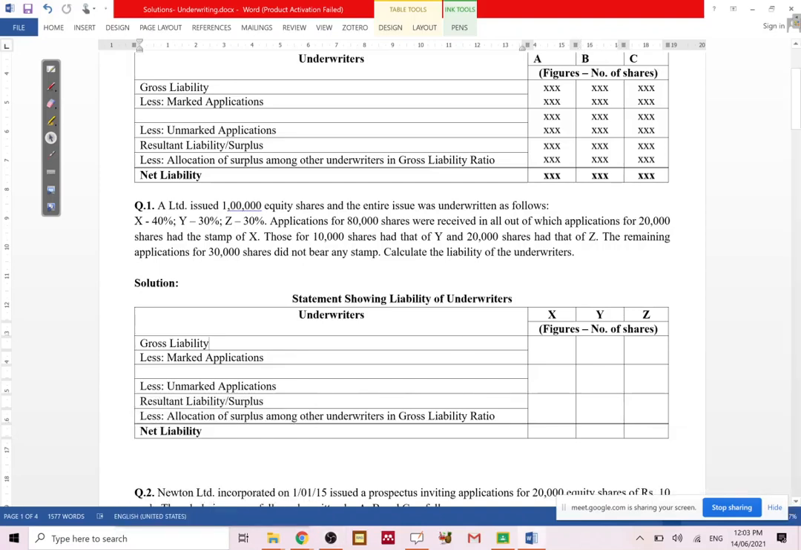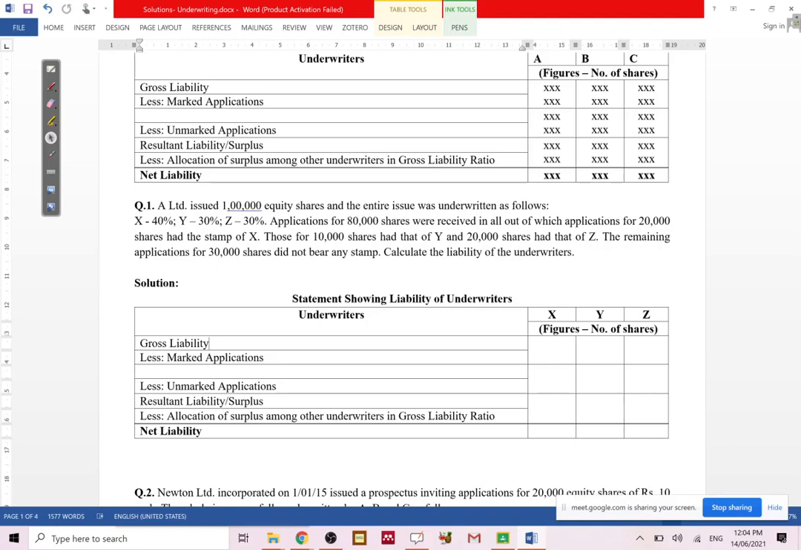In problem 1, you are told that A Limited, a company, has issued 1 lakh equity shares to the public. The entire issue was underwritten, which means that 3 underwriters X, Y and Z took responsibility for the entire issue of the shares. Basically, they made an agreement to purchase this entire 1 lakh if in case the public does not subscribe to it at all. Okay, but they did it in a certain ratio. Each one agreed to take a certain percentage of those many shares.